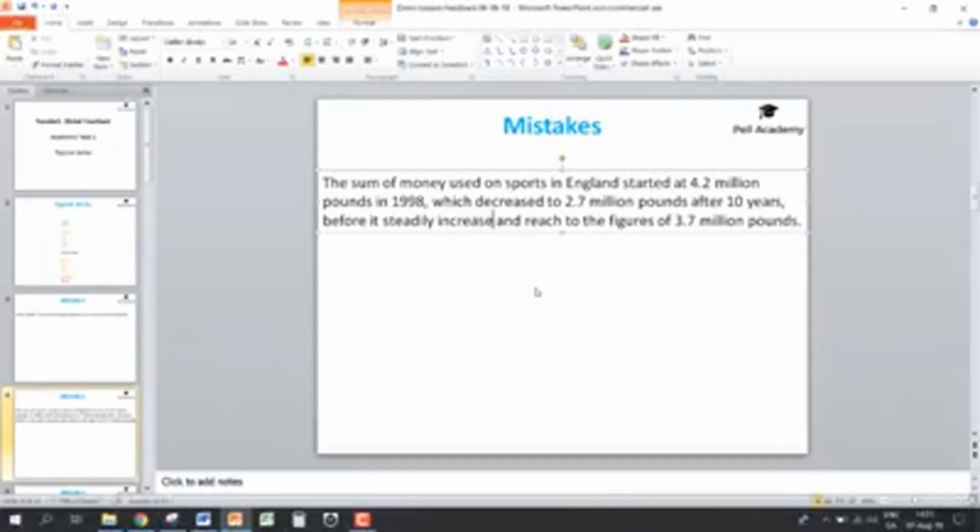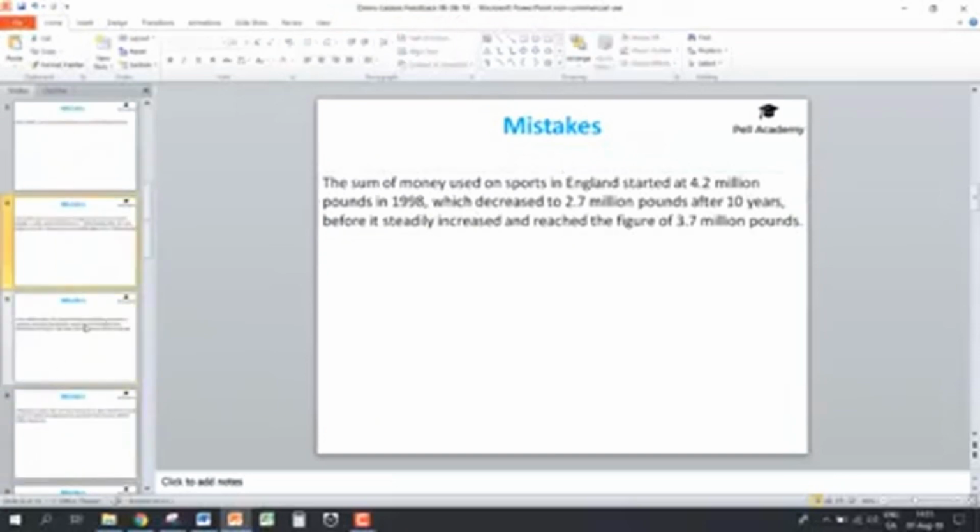So this is still in the past, and reached. Now we don't say "reached to" a figure because this is implied in "reached". So it would be "increased to", but "reached" and then just the figure. So reached the figure of £3.7 million. Okay, so let's move on to the next one here.